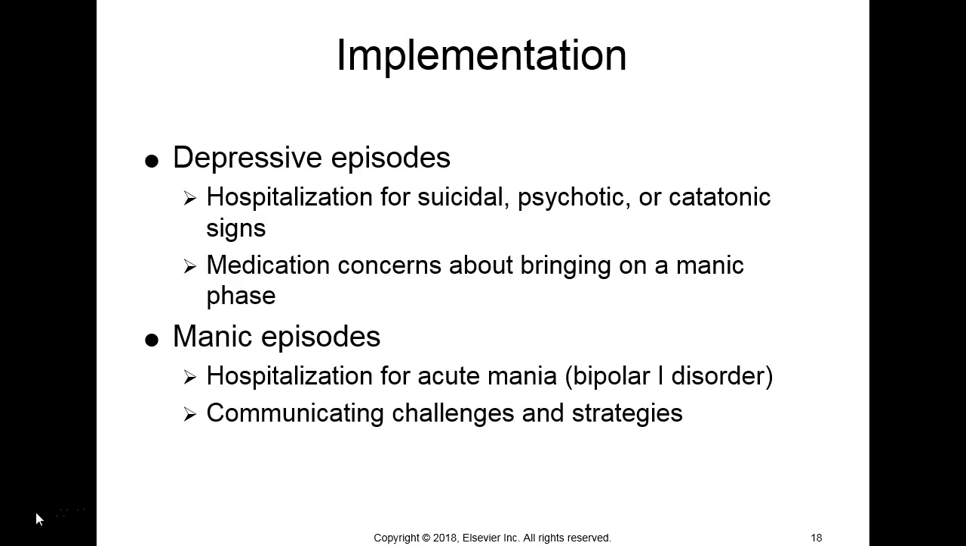During those depressive episodes, those are very, very difficult for the patient to go through, because especially with bipolar 1, their depressive episodes are just really, really severe. They are so depressed. They just can't do anything sometimes. So they may become very suicidal, they may become psychotic with their depression, or even have catatonic signs where they're just, again, not responding. So, the medication concerns about bringing on a manic phase.